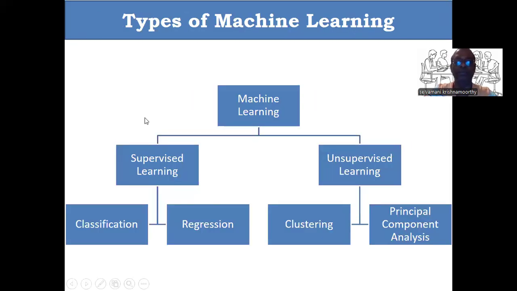First, let us study the classification of machine learning. Machine learning is broadly classified into supervised learning and unsupervised learning. Again, supervised learning is classified into classification and regression. This is what we studied so far. Unsupervised learning is again classified into two categories: clustering and principal component analysis. First, let us study what we mean by unsupervised learning. Then we can go for what we mean by clustering. Then we can go for the K-means clustering algorithm.